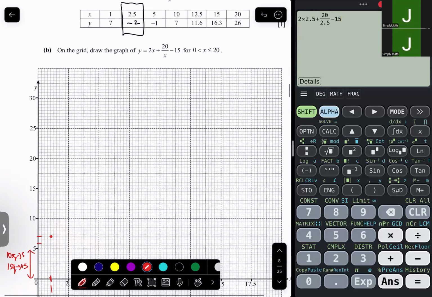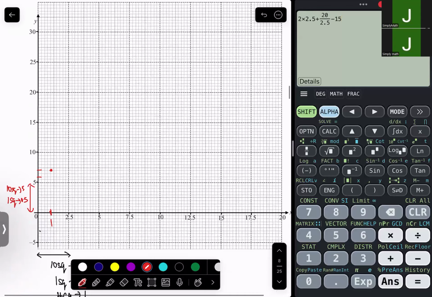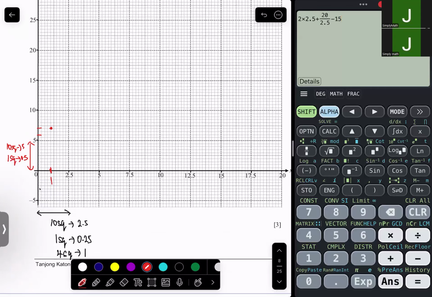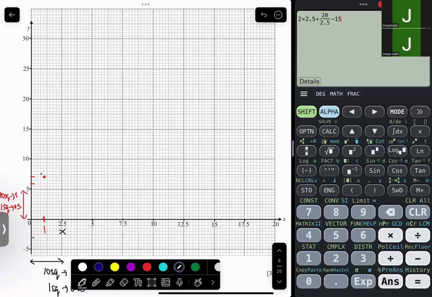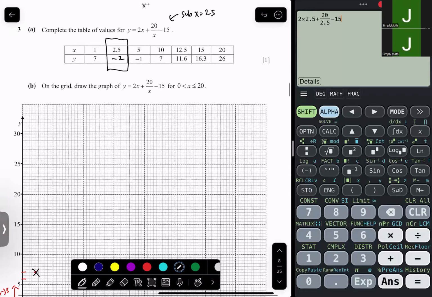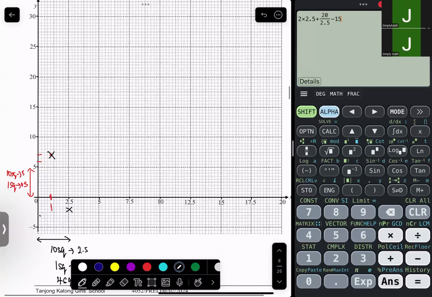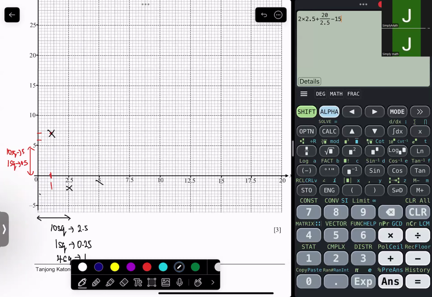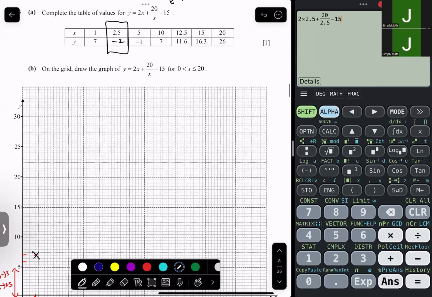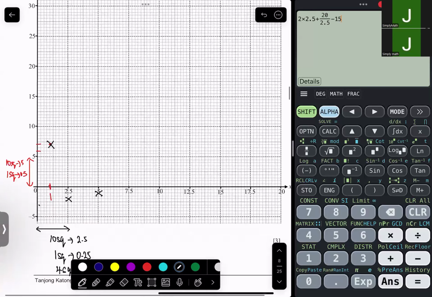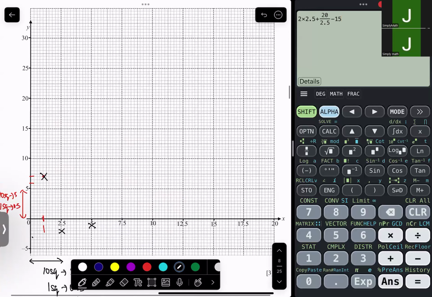Now 2.5 and negative 2. Negative 2 will be 4 squares, over here. Then 5 and negative 1. Negative 1 is 2 squares, so over here. Then 10 and 7. 10 and 7 is over here.